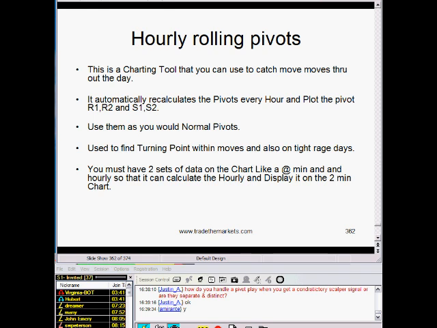Okay, all right. Those are like intraday plays. These are like scalp plays, so I'm going to show you. There's a couple tools that I use for pivots, and they're called hourly rolling pivots. All they do is automatically calculate the pivots every 60 minutes. Like you just heard John explain how he uses the daily, the monthly, the weekly, and all that stuff. Well, I'm a little bit more short term, so I use the hourly rolling pivots, especially when the market's sideways.